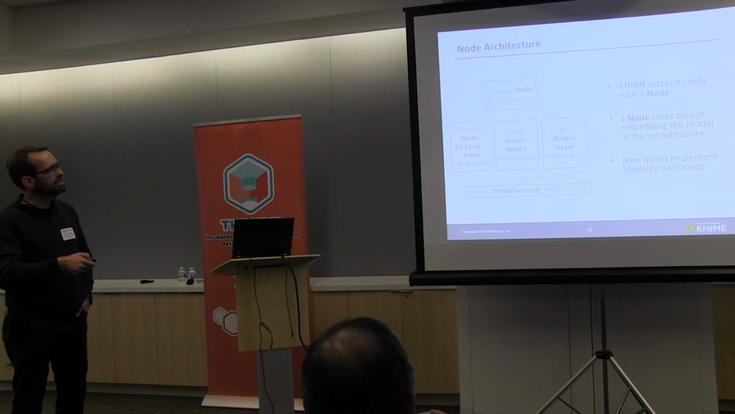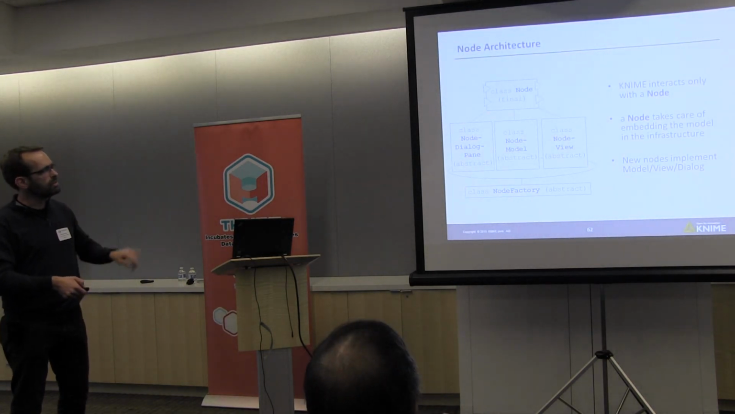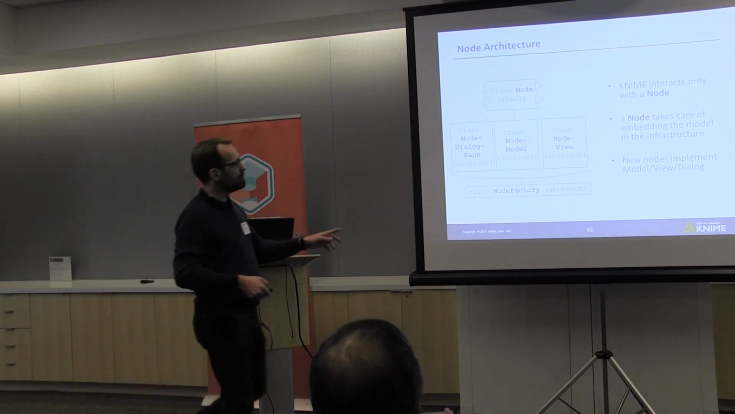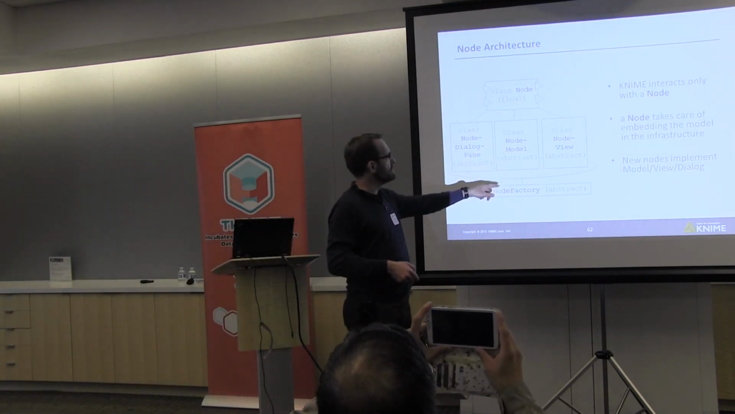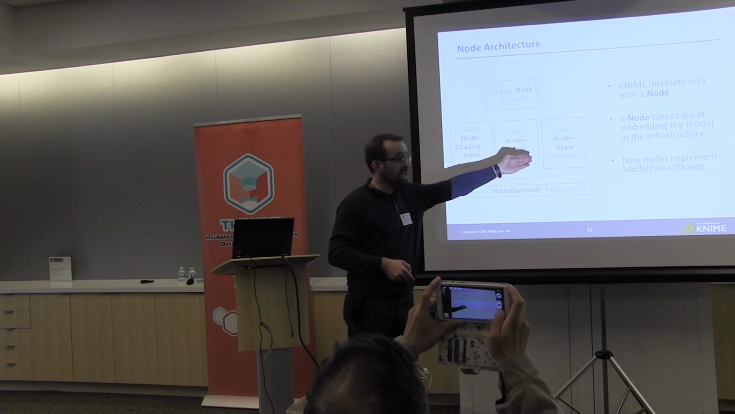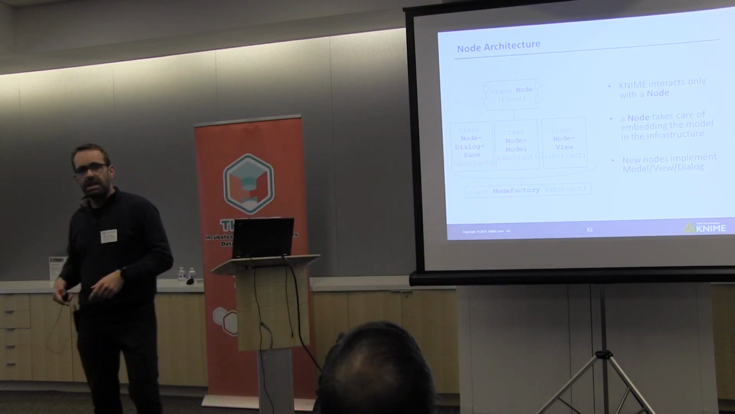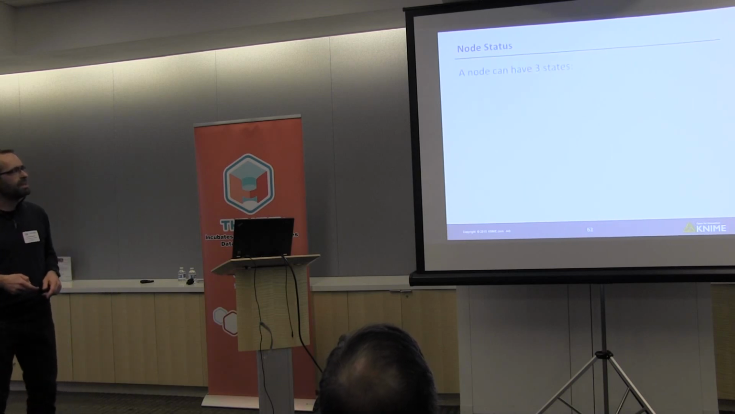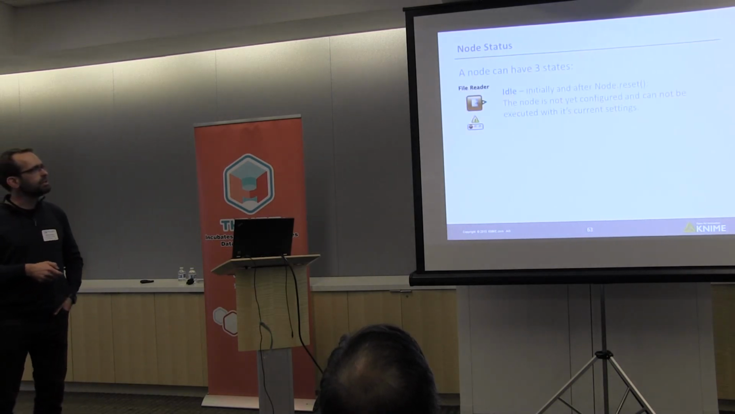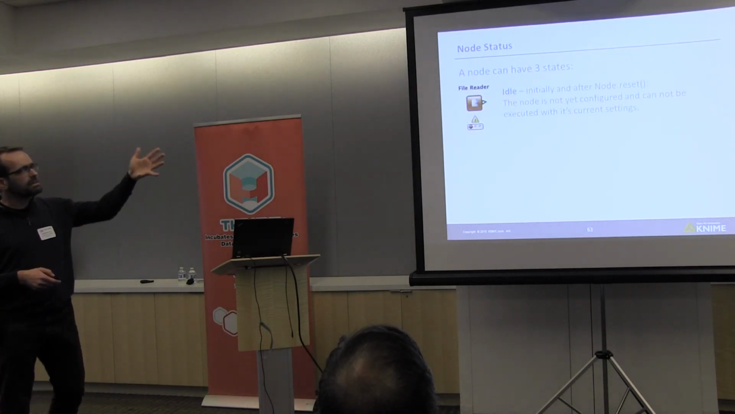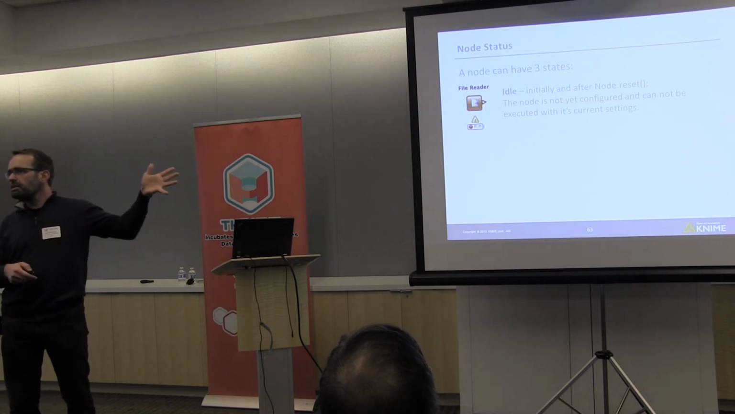This is the node class, which is really a final class, and you essentially define through a node factory which node model is to be used for that particular node. If it has a view, one or two, and if it has a dialog, you need to extend those classes, and then the rest is handled by KNIME. You don't need to worry much about that. We talked about the states, but that's really the only stuff you in the end need to implement.